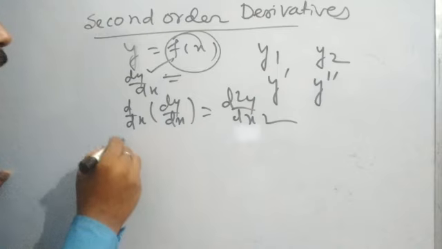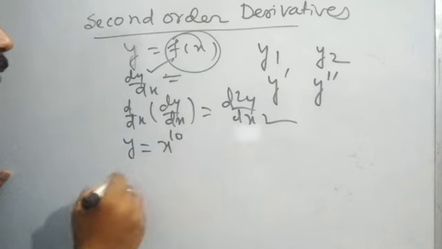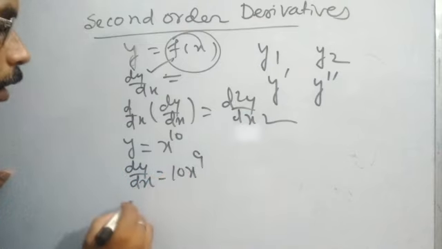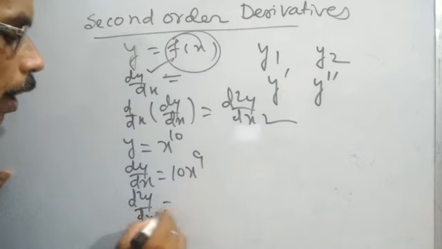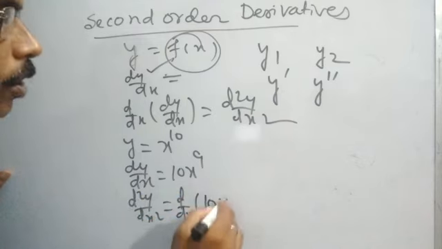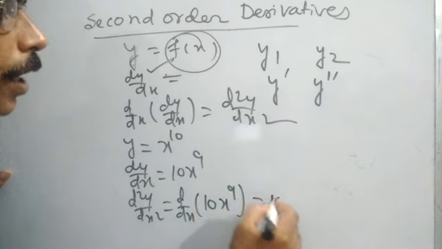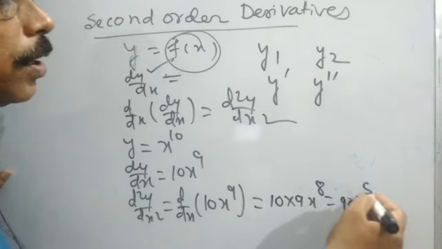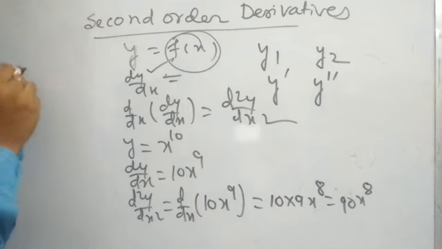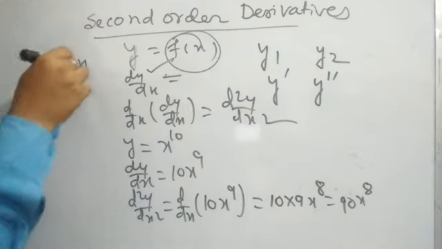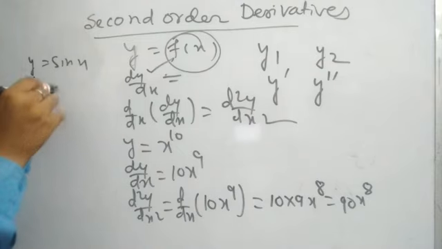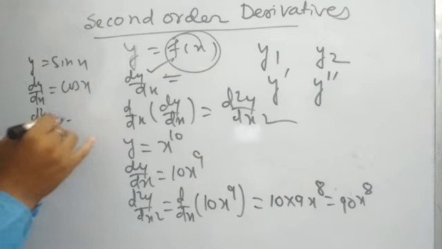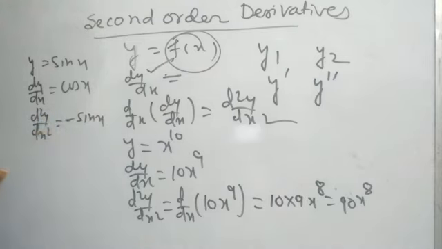Suppose I consider y is equal to x to the power 10. So what is the first order derivative? You know about it, that is 10 into x to the power 9. Then d2y by dx2, the derivative of again 10x to the power 9, will be 10 into 9x to the power 8, that is equal to 90x to the power 8. Similarly, suppose y is equal to sin x. The first order dy by dx is equal to cos x, you know. Then d2y by dx2 is equal to minus sin x.